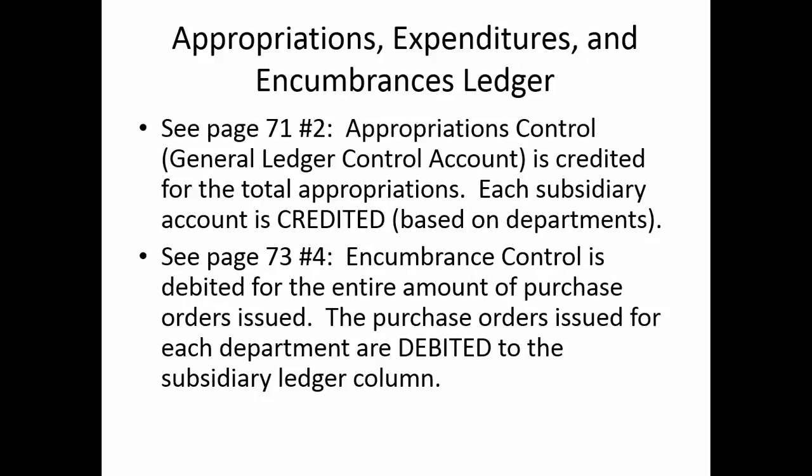Page 71, Journal Entry 2. Appropriations control, the general ledger control account, is credited for the total appropriations. Each subsidiary account is credited based on the departments. Page 73, Journal Entry 4. Encumbrance control is debited for the entire amount of the purchase orders issued. The purchase orders issued for each department are debited to the subsidiary ledger column. You're beginning to see a pattern.